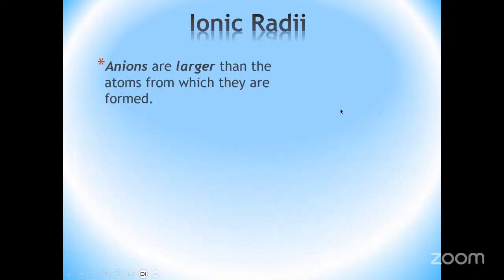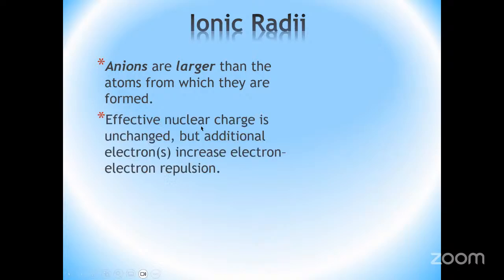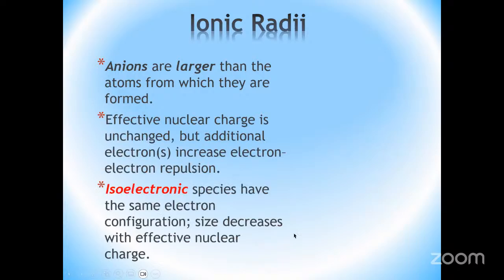Now, when it comes to anions, the opposite is true. Because in the case of anions, to get from an atom to an anion, what do you do? You add electrons to it. That increases repulsion, and therefore the ionic size will be larger compared to the atom from which it's formed. Now, there's a term here that I'm going to introduce right now called isoelectronic.